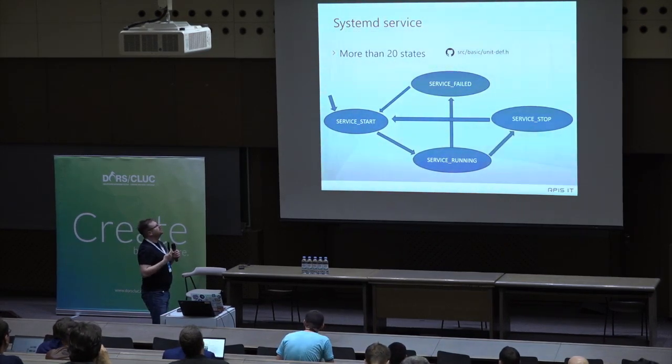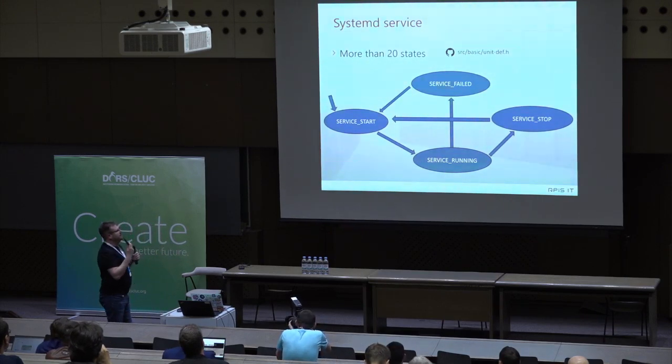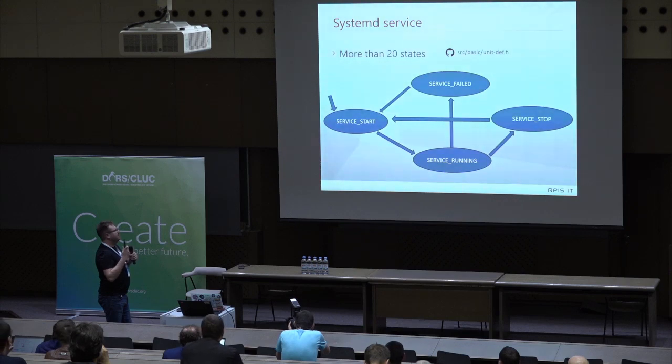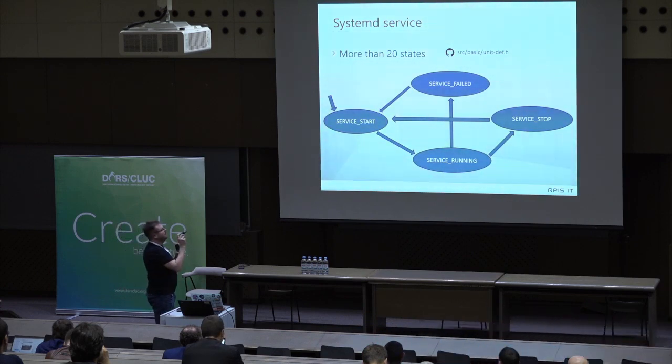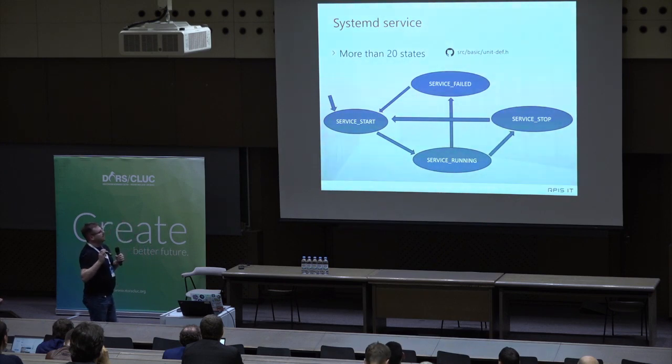So we will talk about systemd services. Systemd services have more than 20 states, but these 4 are most important to us. Why? Because these 4 states will say if our service is okay or not okay, and by controlling and being notified about these states, we can do something about it. The main thing we will use is the systemd.